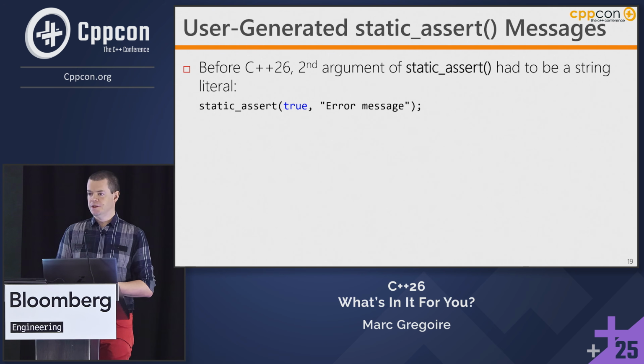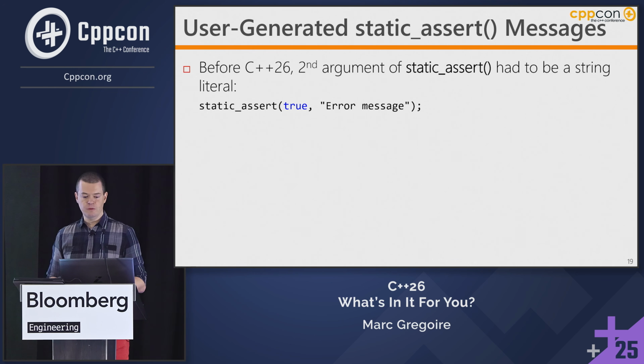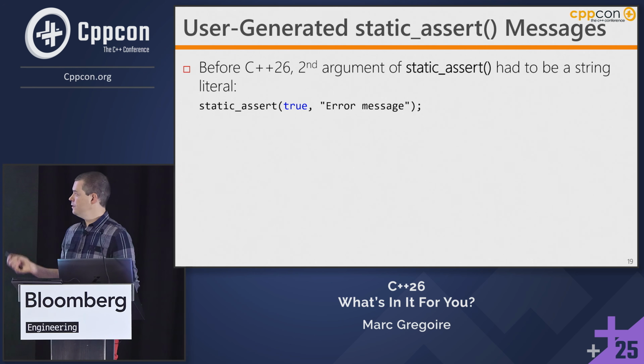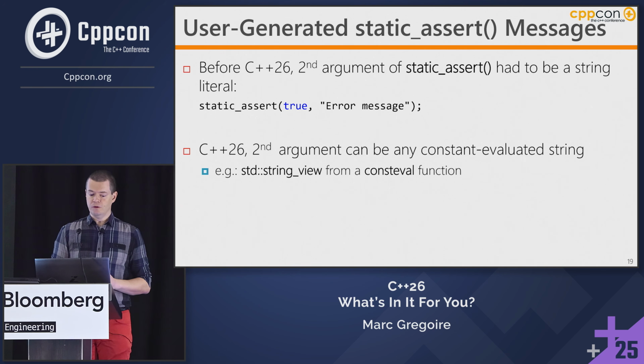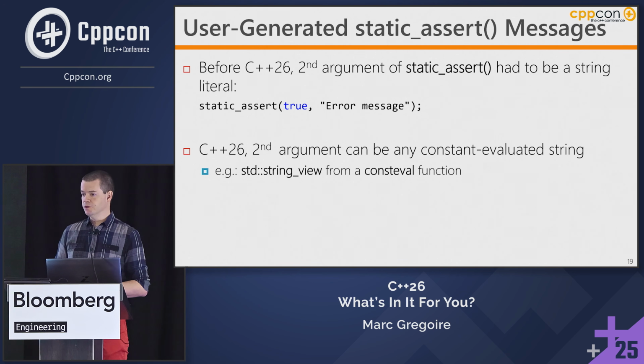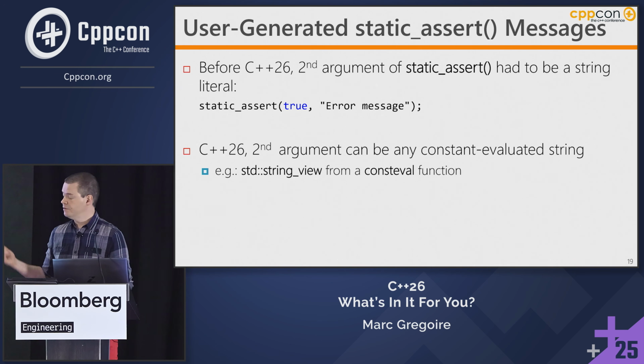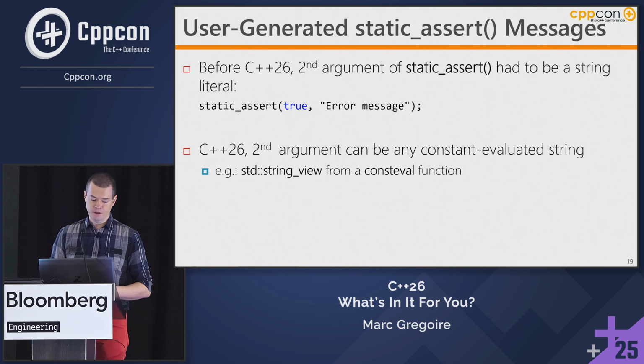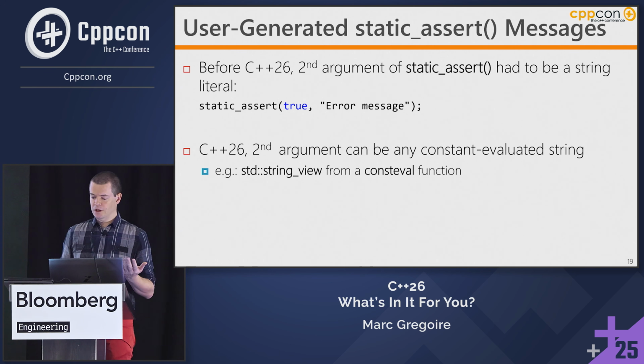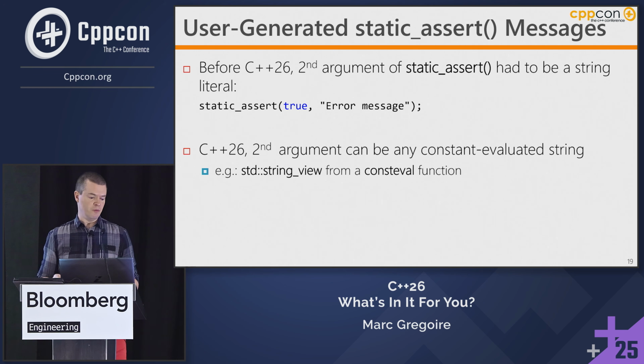Before C++26, the second argument to static_assert had to be a string literal, as you can see here. With C++26, it can be any constant-evaluated string. For example, it can be a string view from a consteval function. And what does this allow? It allows a couple of new use cases.